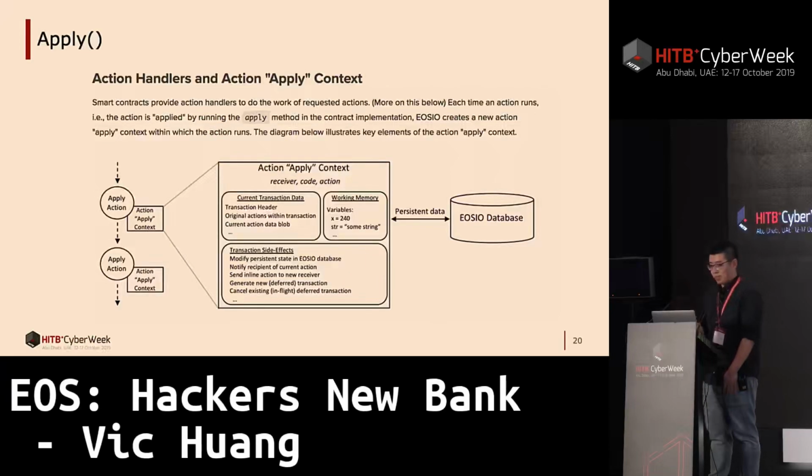The logic of the code in the apply function will deal with all the actions between the account and the contract, and it's in the interactions, and write some data to the EOS database. But here's some side effects. When you accept actions from another account or contract, it may generate new transactions. So it's something like the usage of the apply function.